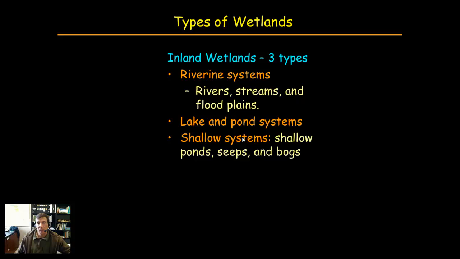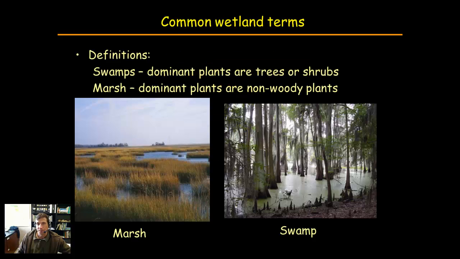Inland wetlands can be categorized in three different types. Don't you like all these ways we classify things? Inland wetlands can be either river systems, we call them riverine systems, they can be lake and pond systems, or they can be these shallow systems that involve very shallow ponds that'll dry up from time to time, seeps, usually on the base of a hill where water seeps out of the hill because the groundwater can't be contained by the soil anymore, and bog habitats. We'll see some examples of seeps and bogs in some of the subsequent lectures, and you'll get a better idea of how those function.